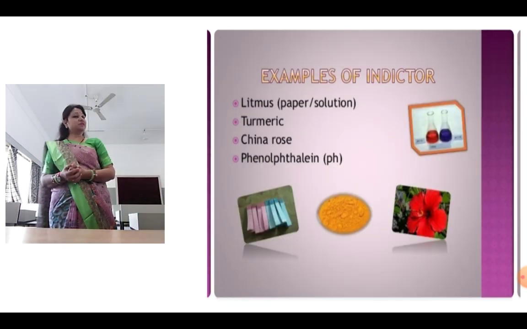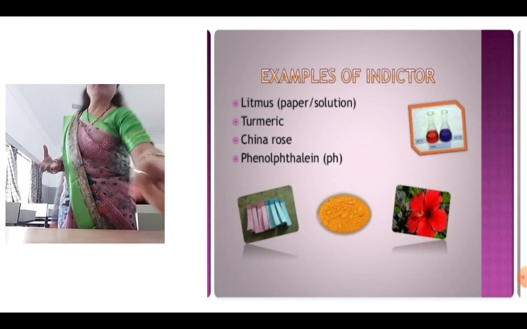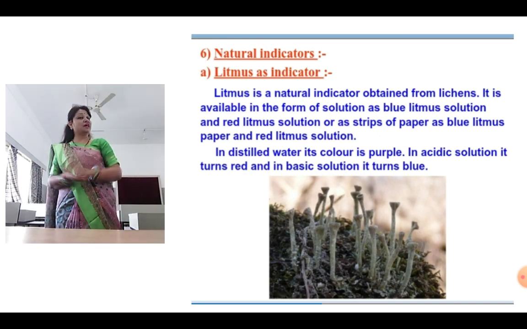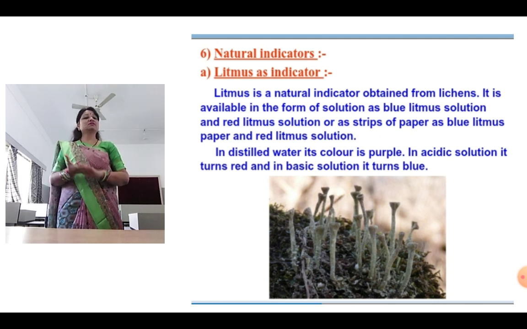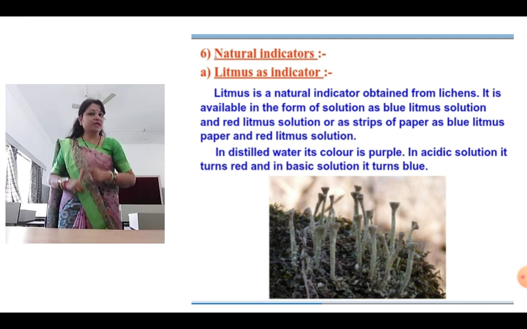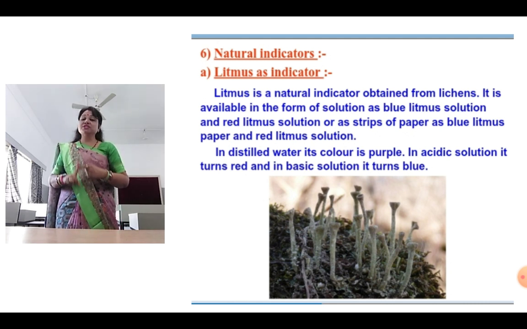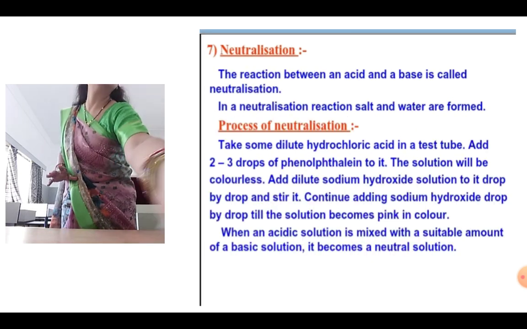Now there are some other examples. Already I have told you turmeric, China rose and phenolphthalein. Out of these, turmeric you have at home also. Now litmus in acid changes color from blue to red, and in base, it changes color from red to blue. Just keep this in your mind.